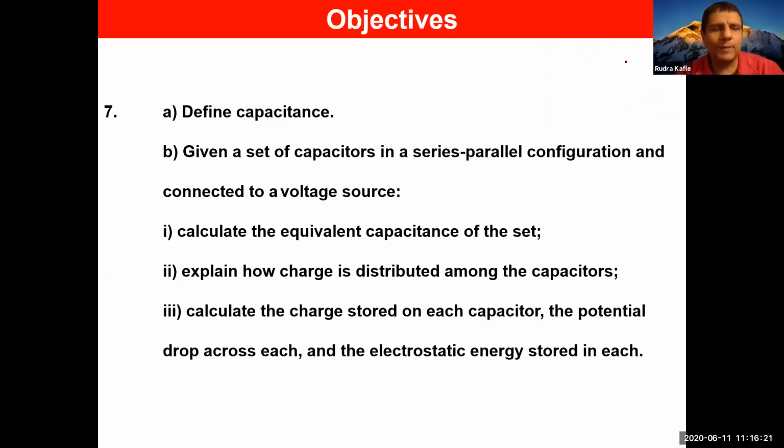Okay. So the objective of this lecture is basically to calculate the energy stored in the capacitor. There are other objectives also which you saw in the previous lecture too. For example, we defined the capacitance, and we derived the expressions for equivalent capacitance in series and parallel. That's what we did in the previous lecture.